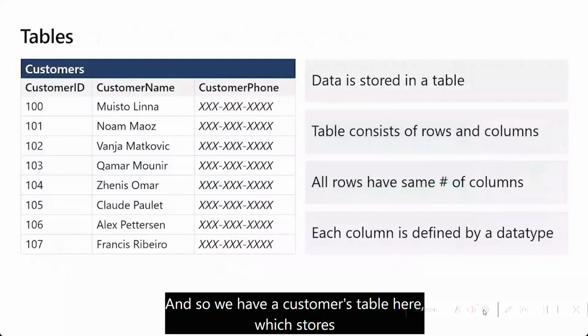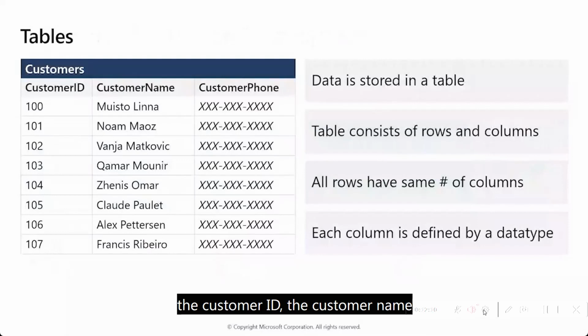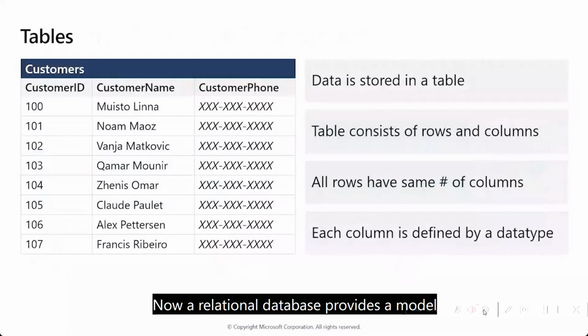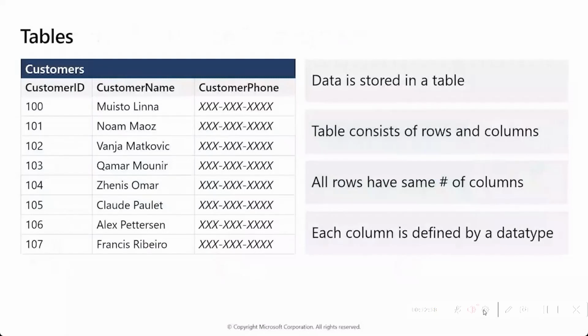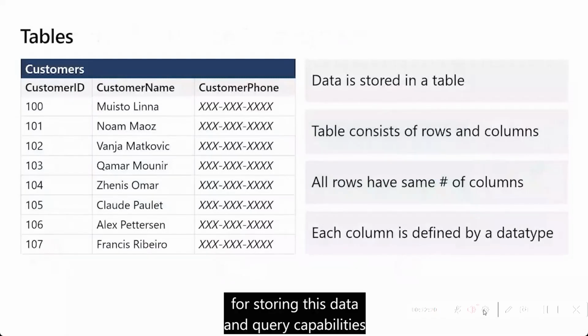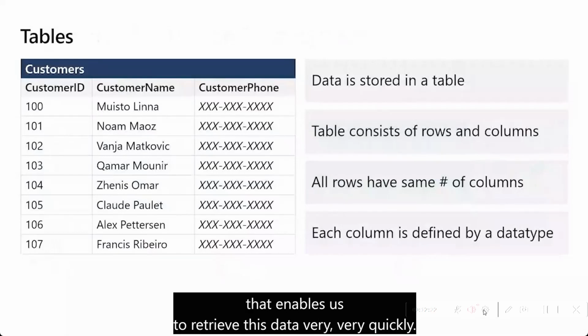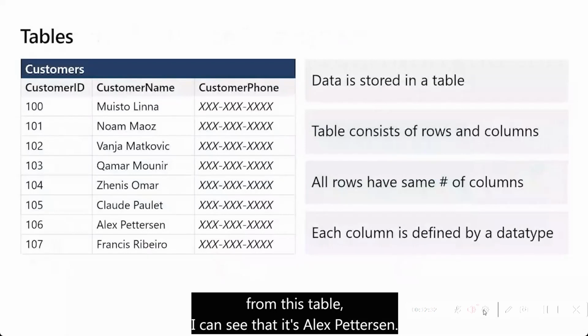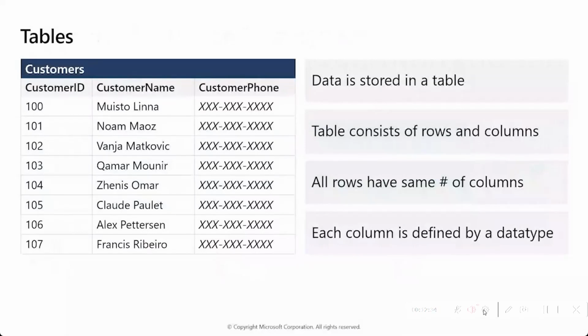And so we have a customers table here, which stores the customer ID, the customer name, and the customer phone number. Now, a relational database provides a model for storing this data and query capabilities that enable us to retrieve this data very, very quickly. So let's say I wanted to look up customer ID 106 from this table. I can see that it's Alex Peterson.